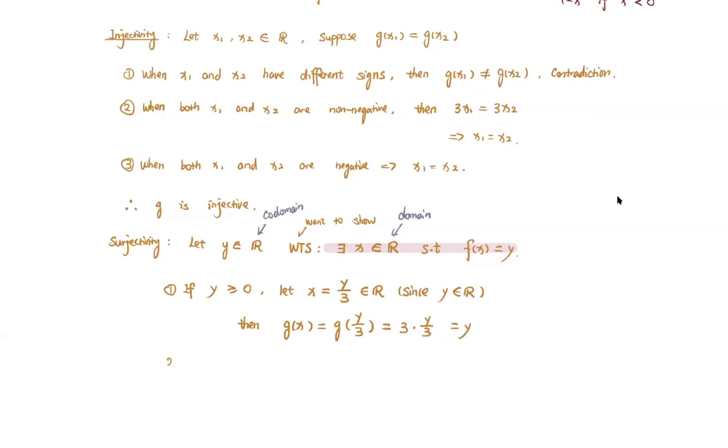And the second case, if y is less than 0, I'm gonna let x equals to y. Again, this is a real number as well, since y is a real number. Then g of x equals to g of y, which will give you back y.